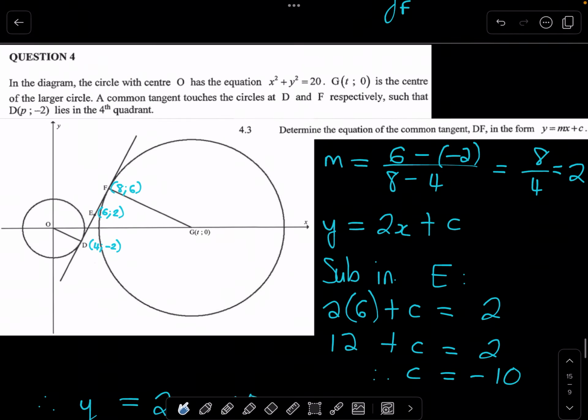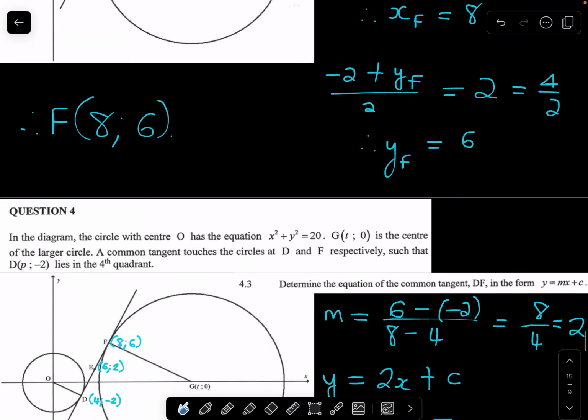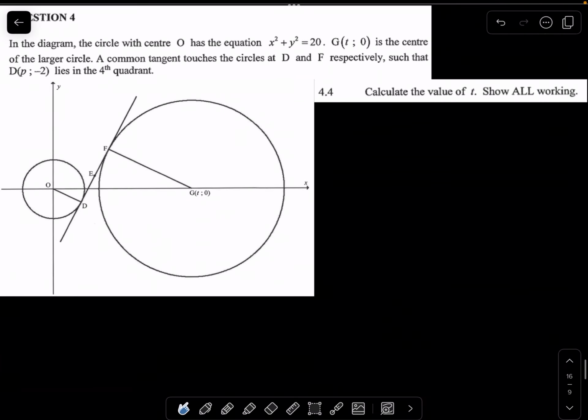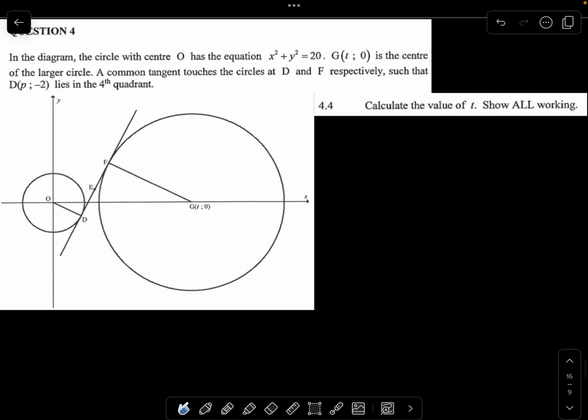Do I really want to do this without looking at the answers? Yeah, feeling brave. Okay, so next up, calculate the value of t, show all your workings, which is a standing instruction generally. Better safe than sorry. How am I going to find t now? Oh, guys.